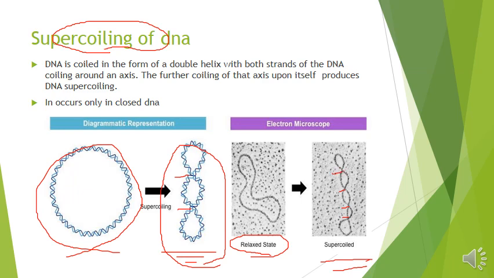And the very important matter that you should always remember is this: supercoiling occurs in closed DNA. It can be closed circular DNA, or a linear DNA which is wrapping around histone proteins or around any other protein. So supercoiling can occur in that kind of DNA also.